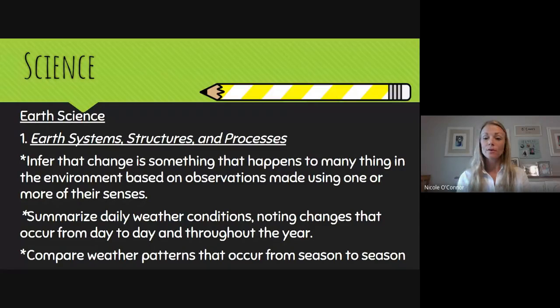We try to do like a weather graph or note the daily changes throughout the school year. Sometimes we discuss the seasons and how this weather changes throughout the seasons. And then we also, like I said, compare the weather patterns through the seasons.